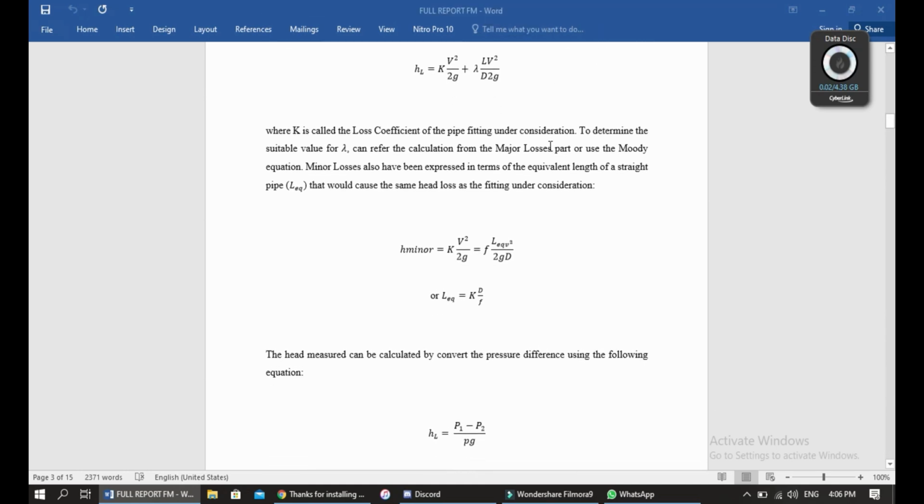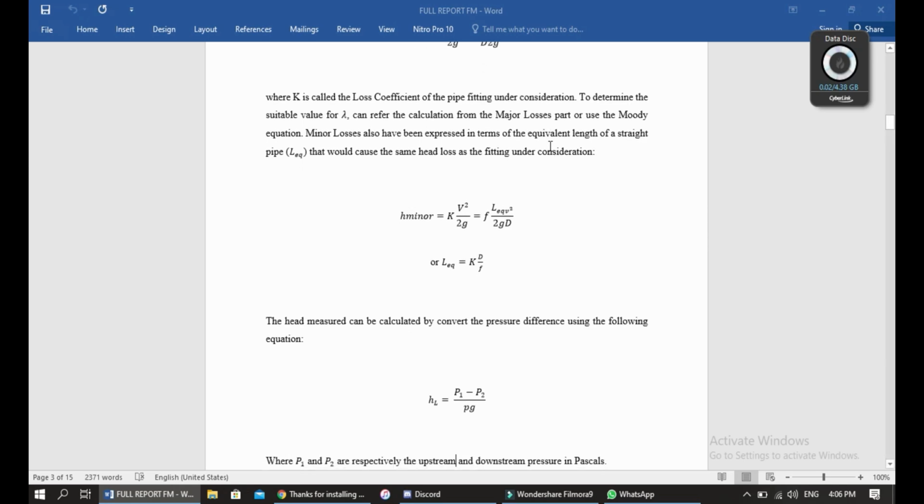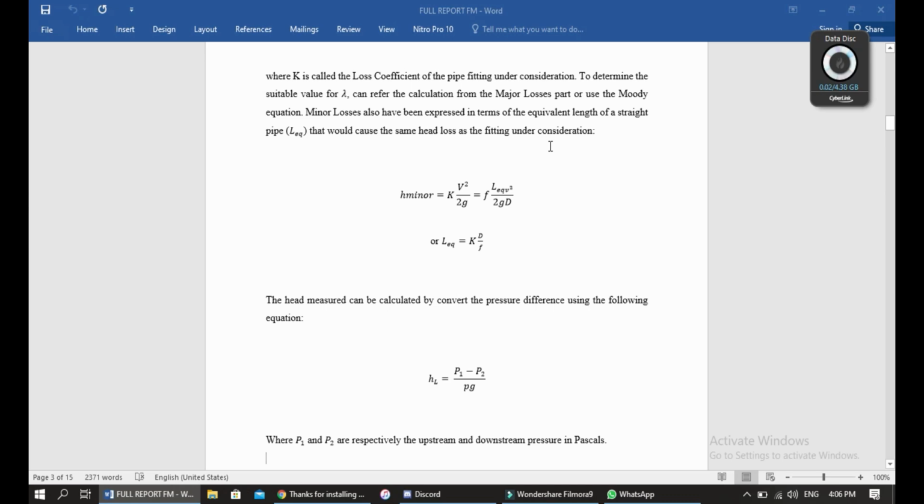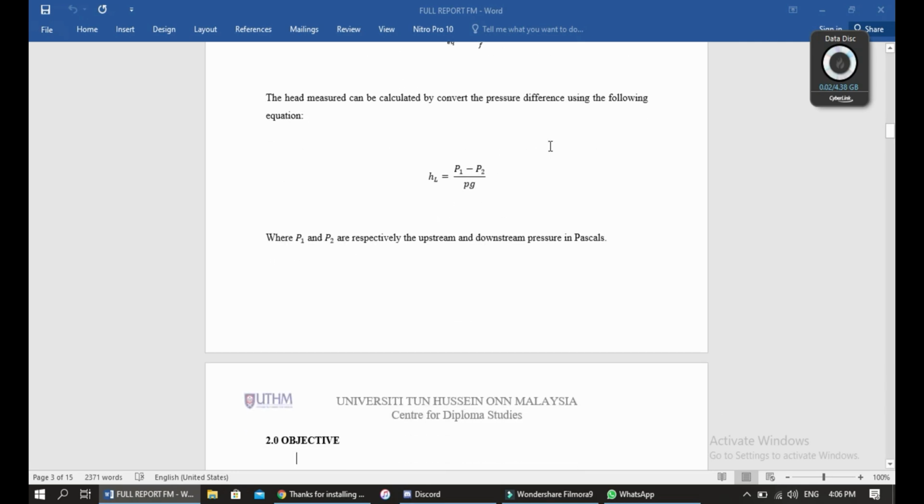The head measured can be calculated by converting the pressure difference using the following equation. HL is equal to P1 minus P2 over rho g. P1 and P2 are respectively the upstream and downstream pressure in Pascal.